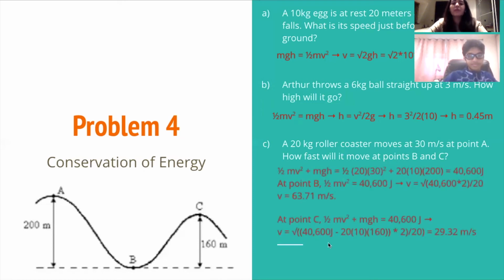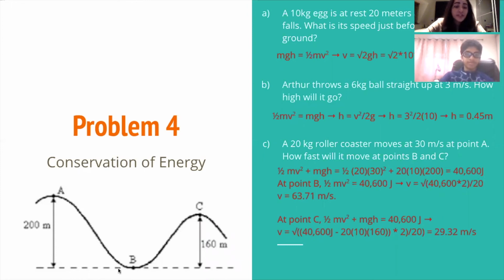When we look at these problems, it's conceptually very similar to the ideas we've been using before. First up, we're going to solve for how much energy it had at the very top. We have its velocity, 30 meters per second, and we also have its height, which is 200 meters. And that equals 40,600 joules.